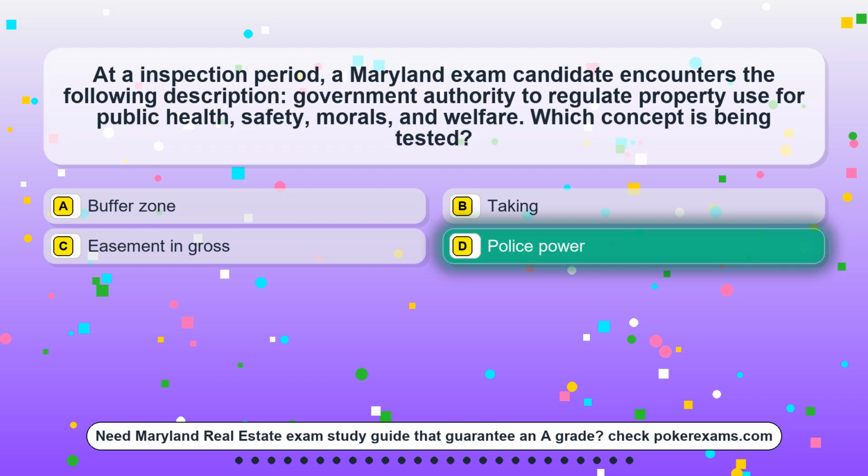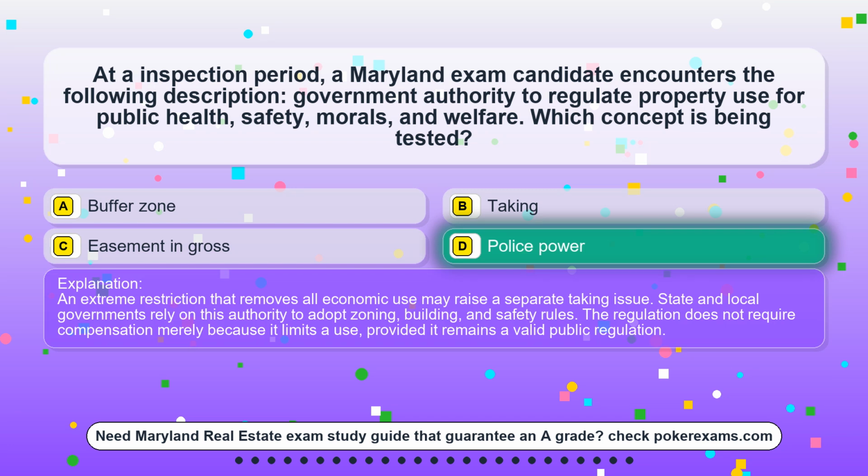The correct answer is option D, police power. An extreme restriction that removes all economic use may raise a separate taking issue. State and local governments rely on this authority to adopt zoning, building, and safety rules. The regulation does not require compensation merely because it limits a use, provided it remains a valid public regulation.